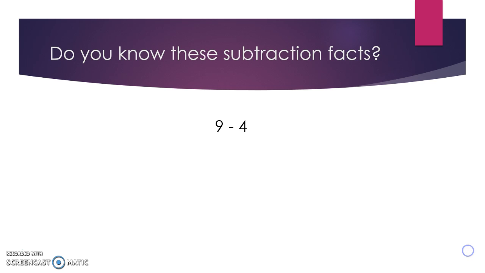Subtraction facts. 9 minus 4, that's 5. 13 minus 6, that should be 7. 7 minus 2, easy peasy, that's 5. 16 minus 8, that's a double, so that's 8. 12 minus what? Wait a minute. 12 minus y. Well, what's y? I don't know. That could be anything less than 12, right?